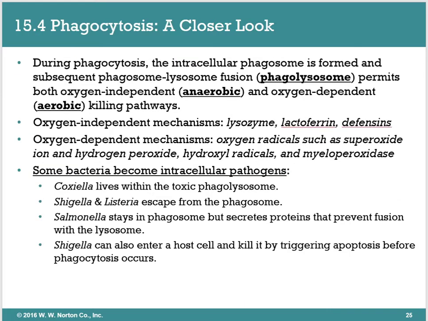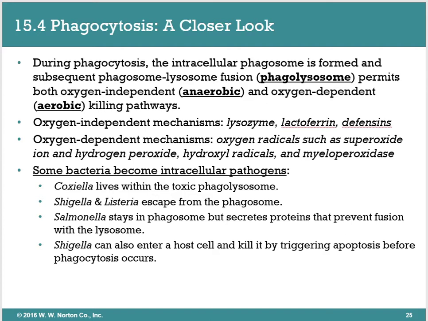So during phagocytosis, there are 2 different pathways that can happen. That's either the anaerobic or the aerobic pathway. The anaerobic is where it's oxygen independent, meaning that oxygen is not required. And then we have aerobic, which is where oxygen is required.